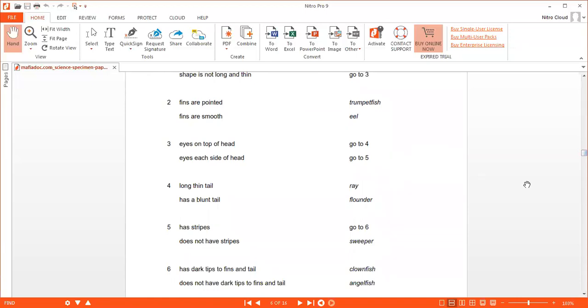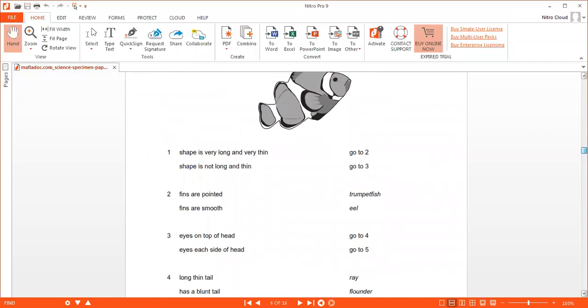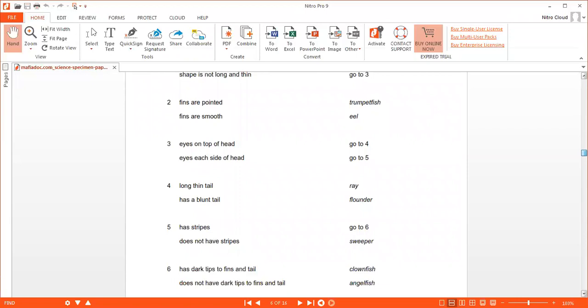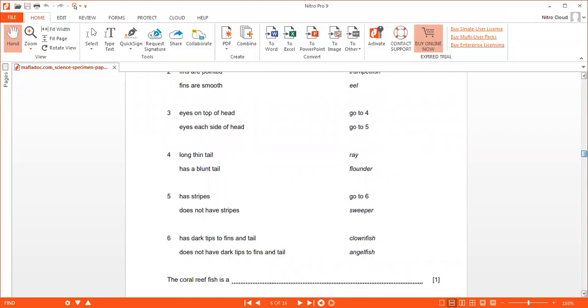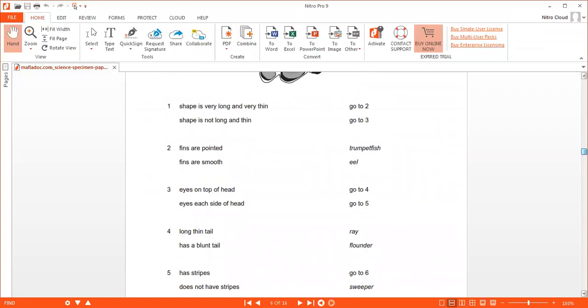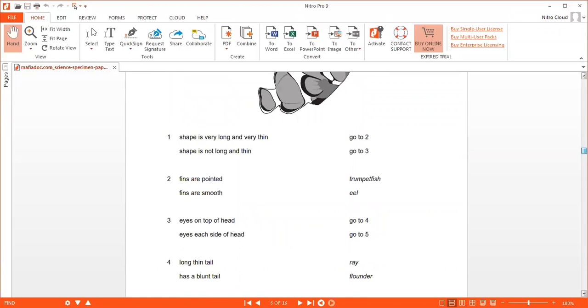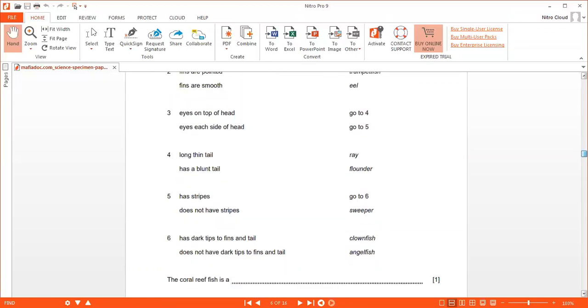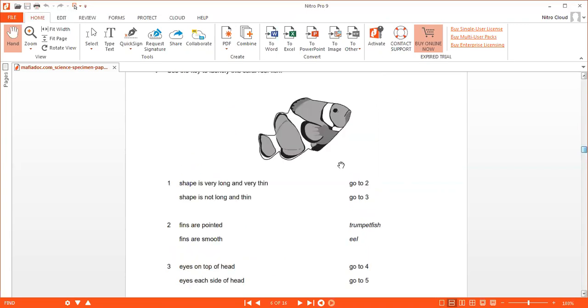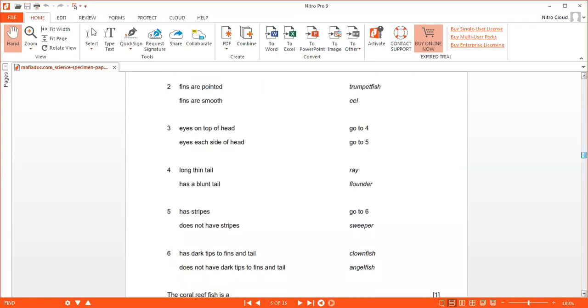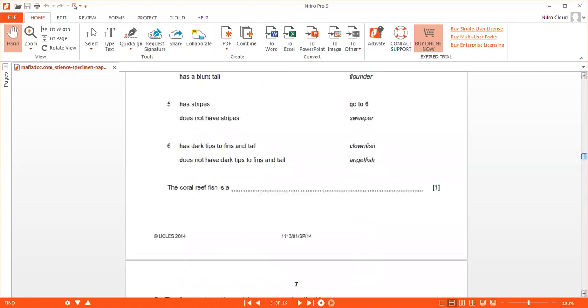Eyes on top of head, eyes each side of head. Look at the picture. It's on each side. So we'll go to number 5. Has stripes, doesn't have stripes? Yes, it has. So go to number 6. Has dark tips to fins and tail, doesn't have dark tips to fins and tail. Look at the diagram. It has dark tips, so it's clown fish. The coral reef fish is a clown fish.